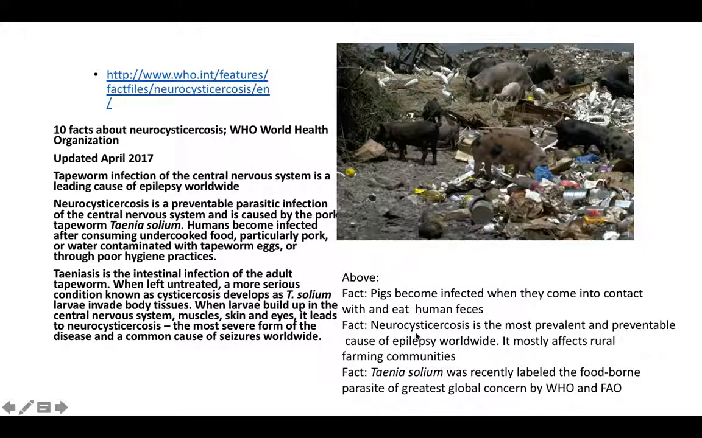Yeah, here it is, you guys. Neurocysticercosis is the most prevalent and preventable cause of epilepsy worldwide. And it makes sense, you guys. It's mostly going to affect rural farming communities. And often those are the communities that have the least access to good medical care. Taenia solium was recently labeled the foodborne parasite of greatest global concern by WHO, the World Health Organization, and FAO, the Food and Agricultural Organization. So this is really bad news.